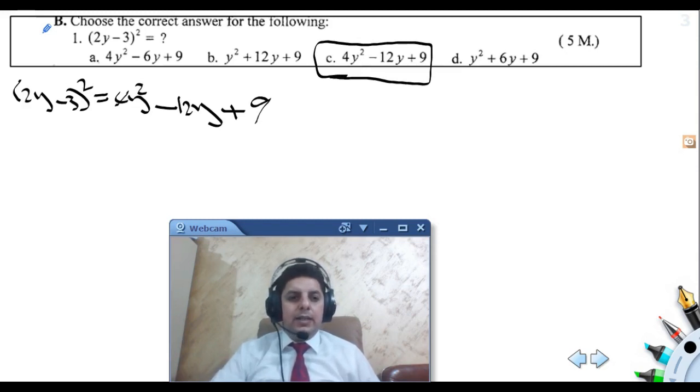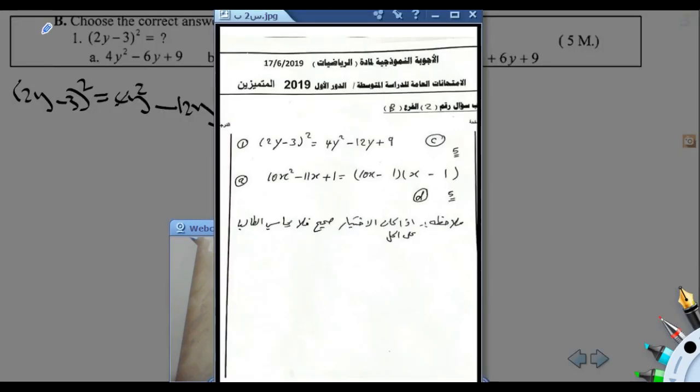Look at the division of answers. This question, 2y minus 3 all squared equals 4y squared minus 12y plus 9, has 5 degrees, and the second part also has 5 degrees.